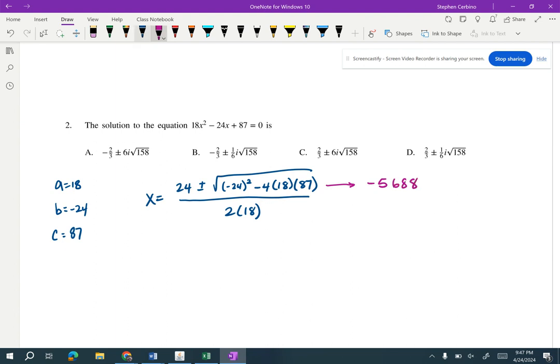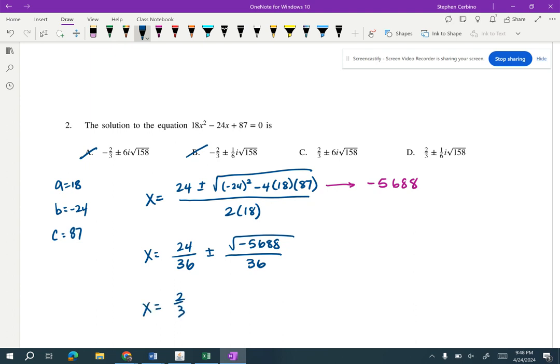So when I start breaking this up, I'm going to have x equals 24 over 36. 2 times 18 is 36. Plus or minus the square root of negative 5,688 divided by 36. So I could eliminate some choices. It can't be choice A or B based on the fact that the first fraction is positive. And 24 over 36 does reduce to 2/3, so we can just go ahead and put that in there.